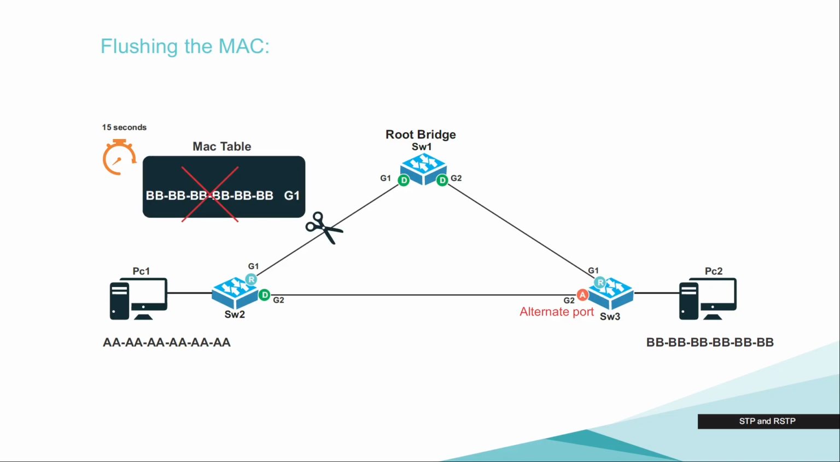So flushing MAC address means deleting all the MAC addresses. As we can see, switch 2 will delete PC2 MAC address and all the MAC addresses from the MAC address table, and it will also reduce the aging time to 15 seconds instead of 300 seconds.